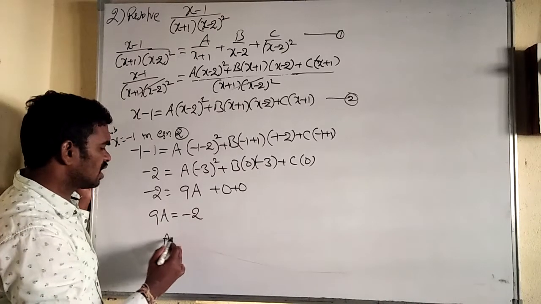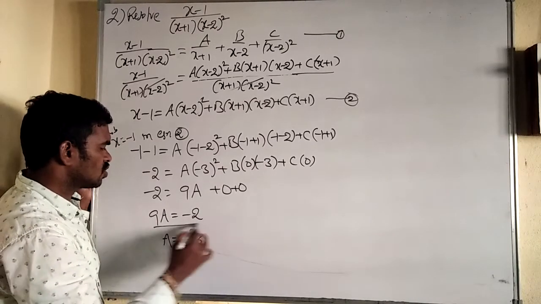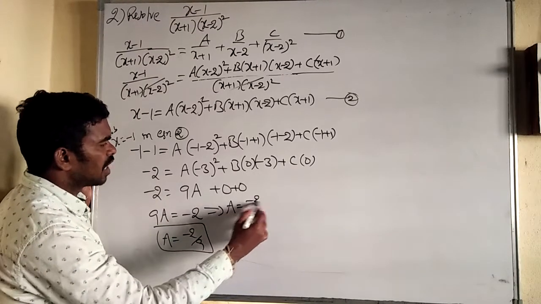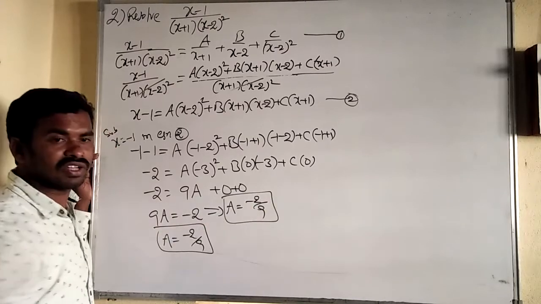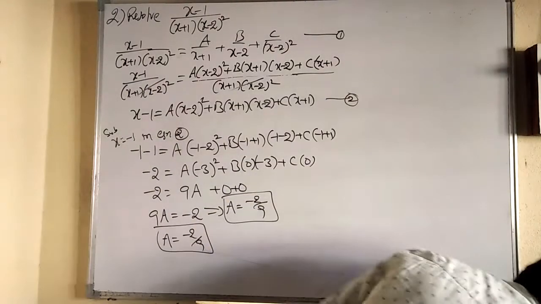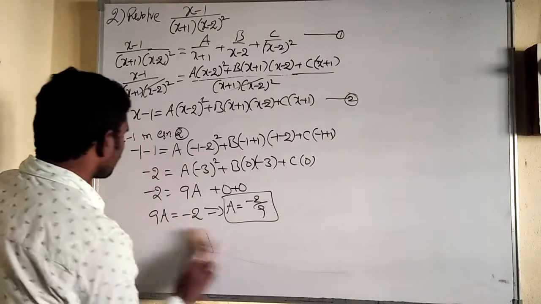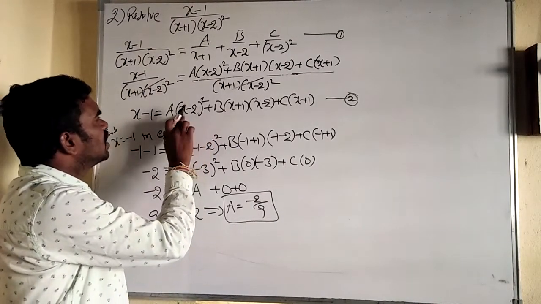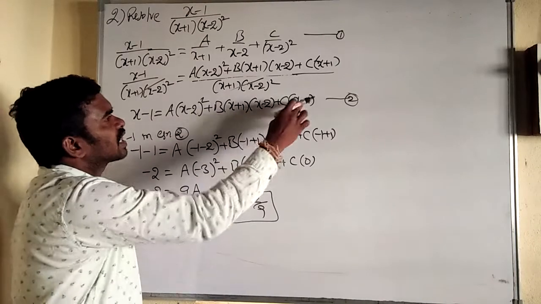So a equals what? −2/9. So we got the a value. Here I am writing a = −2/9. So one of the values we got. Next, x value, your wish. You can take 2. If you take x = 2, here it becomes 0, and this becomes 0. You can get the c value.